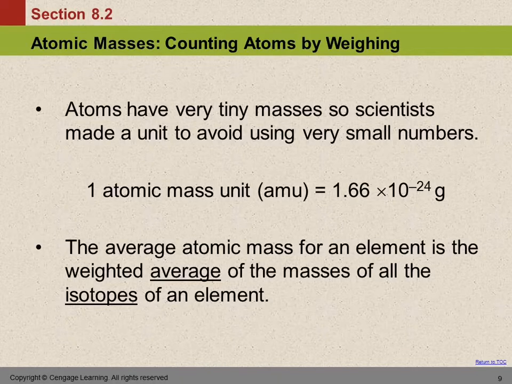Atoms have very tiny masses. The mass of one atom is on the order of 10 to the minus 24 grams. It's really, really small, and such small numbers are a pain to deal with. So scientists made a unit to avoid using such really, really small numbers. And you know, it's like, well, that's kind of a cop-out. You just made up a unit.